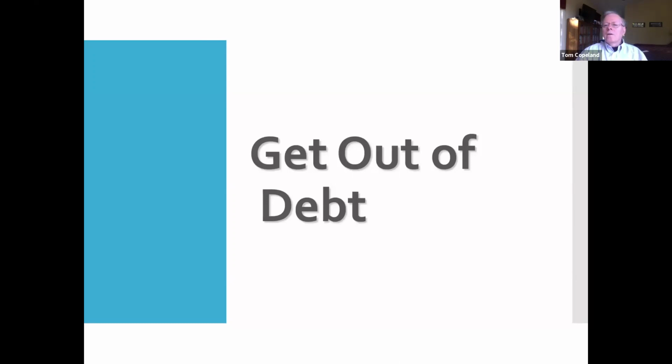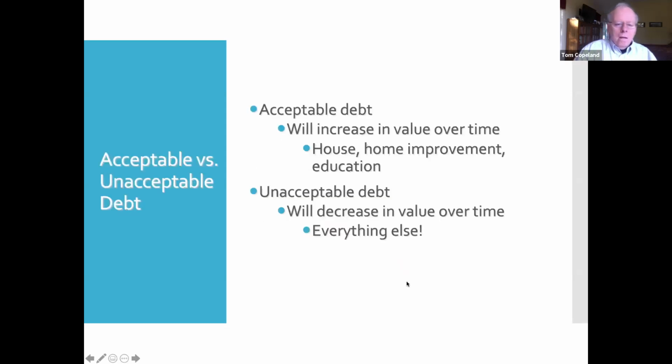All right, let's go. Talking about debt. My father always said to me that there were three things you should borrow money for, but only three: a house, a home improvement, and education. And he would call that acceptable debt, because over time, those three things will increase in value. And so it makes sense to borrow money for those things.